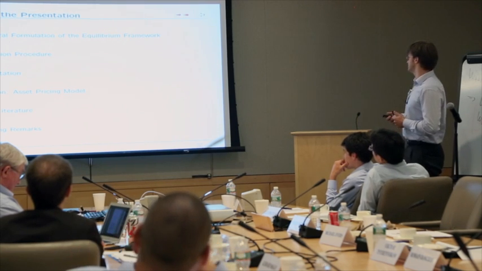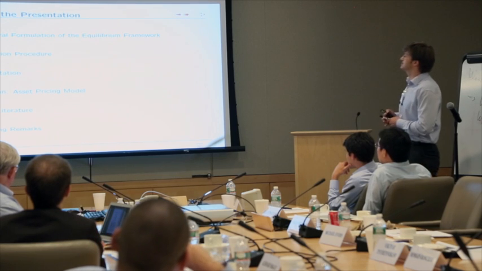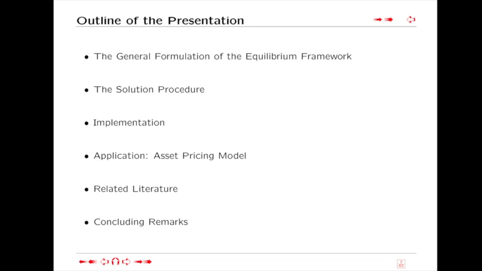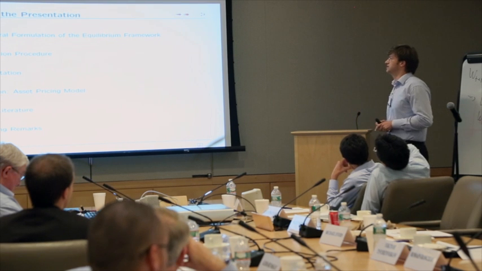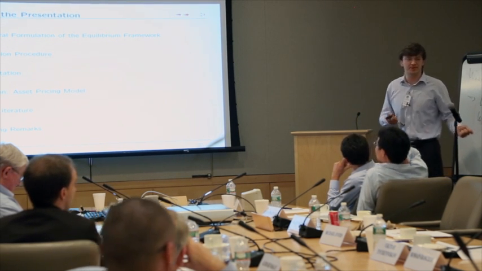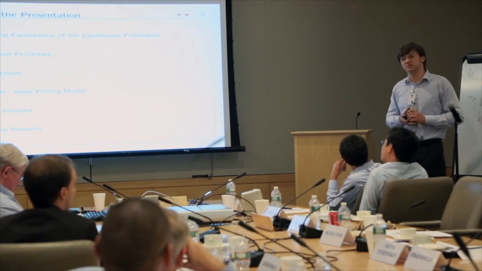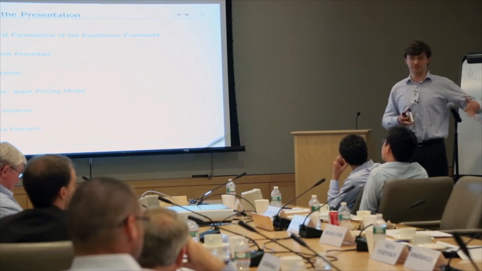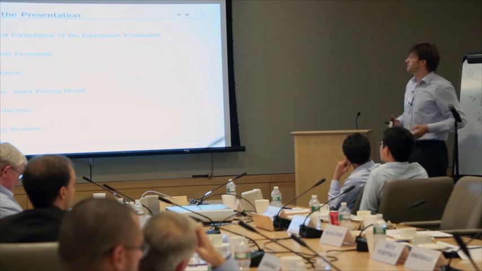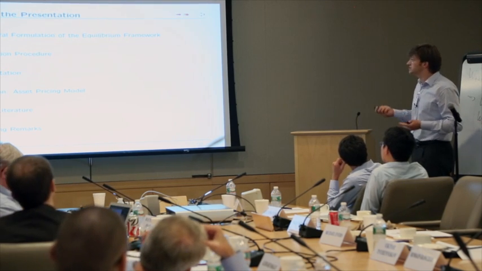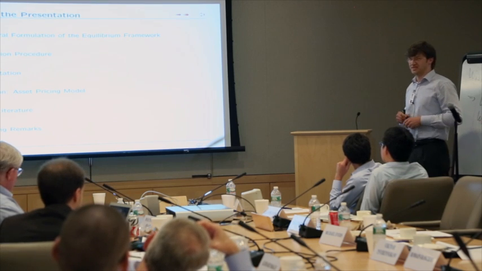Okay, I survived slide 6. Come to slide 7, just the outline of the presentation. I give you the general formulation of the equilibrium framework, and then I would like to show you the solution procedure and how I actually implement it. And then I would like to discuss one application. I could have come with different applications, but I really focus on the asset pricing model for which a closed form solution exists, and for which I can really make the points I mentioned earlier, presenting some graphs and some figures. And the related literature I would like to discuss at the end.